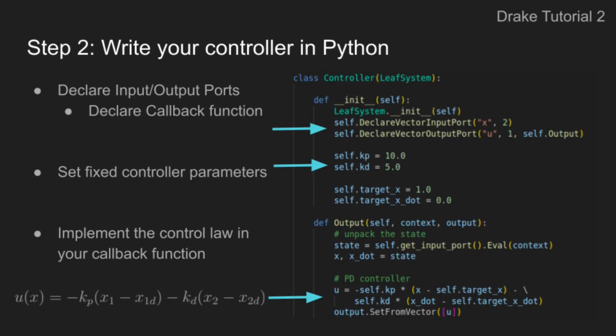In Python, we define our controller by inheriting from LeafSystem. In our init function, we first declare the input and output port sizes. When we declare our vector output port, we also pass in a callback function which we call self.output. The name of the callback function can be whatever you want. I just went with self.output. Next, I like to set the parameters of my controller, which are my controller gains and target state. Finally, we implement the controller in the callback function. Note that we can read the input port during this callback function using the context object.